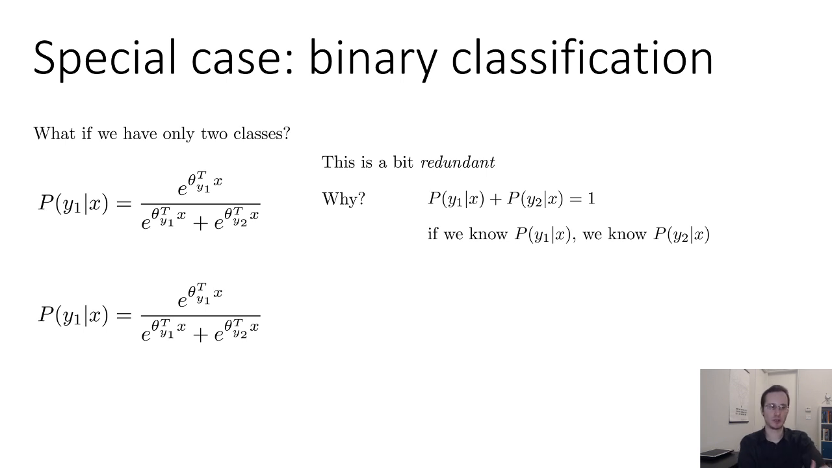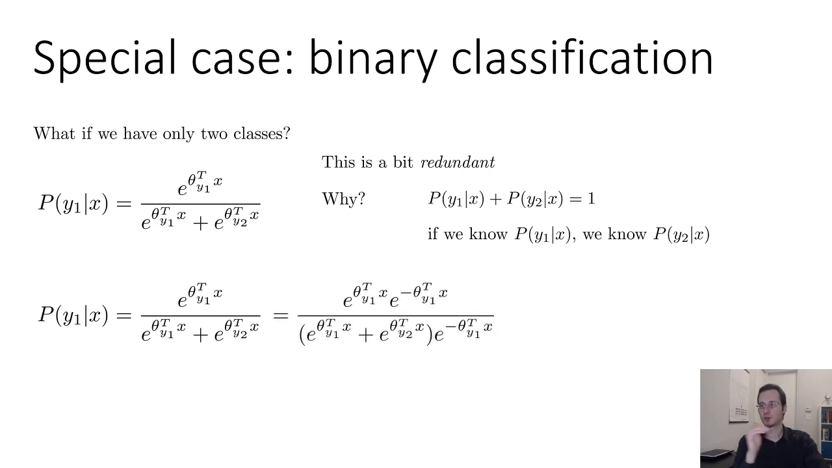Here's a little bit of algebra that can illustrate why we don't need so many parameters. Let's take this equation, and let's multiply both the top and bottom by e to the negative theta y1 dotted with x, right? If you multiply both the numerator and the denominator by the same thing, that doesn't change the equation. And now notice that when you have the product of two exponentials, you can just write that as the exponential of the sum of their exponents.